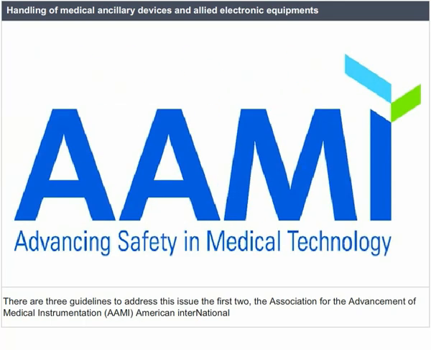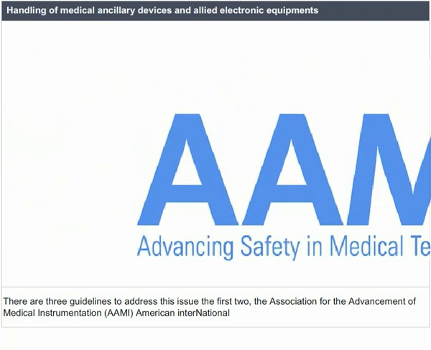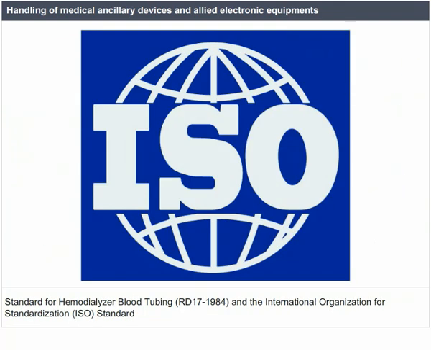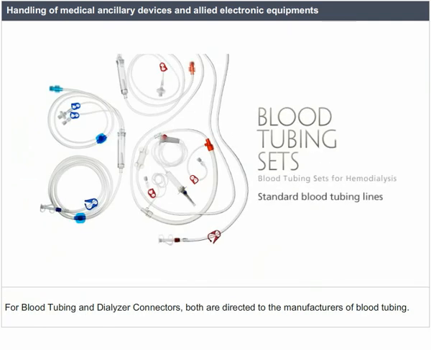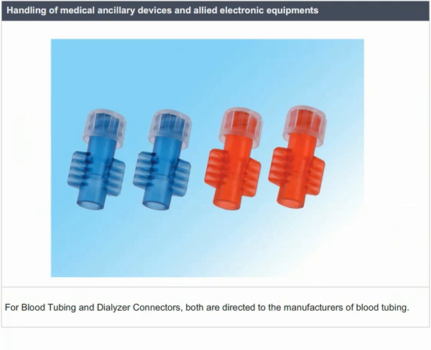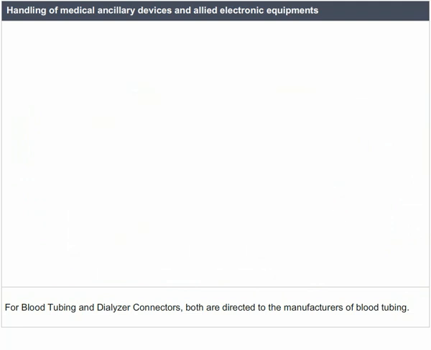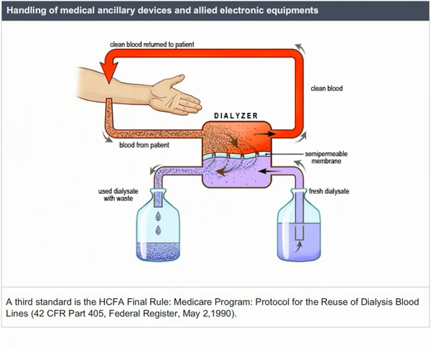There are three guidelines to address this issue. The first two, the Association for the Advancement of Medical Instrumentation, American National Standard for Hemodialyzer Blood Tubing, RD17, 1984, and the International Organization for Standardization, ISO standard for blood tubing and dialyzer connectors, both are directed to the manufacturers of blood tubing. The third standard is the HCFA Final Rule, Medicare Program, Protocol for the Reuse of Dialysis Blood Lines, 42 CFR Part 405, Federal Register, May 2, 1990.